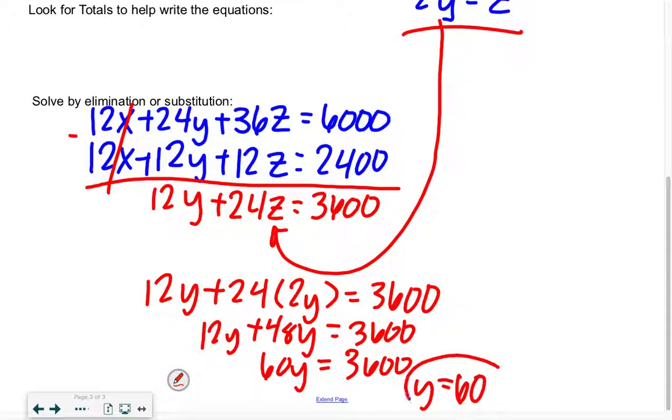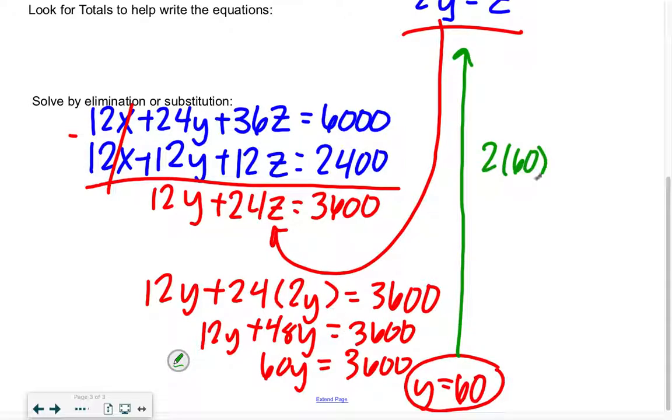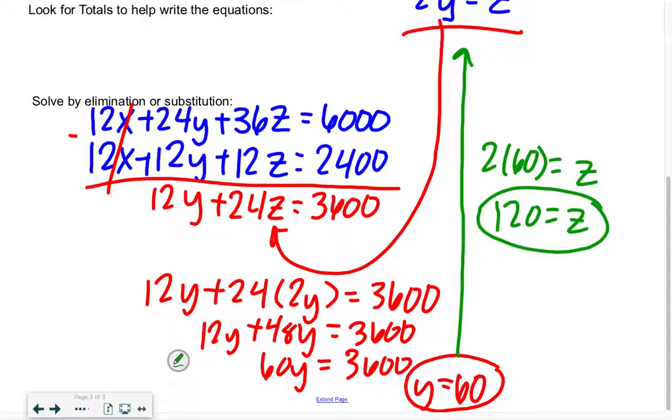60. Okay. Where should I plug in this y equals 60? What if I plug it back into z? And you get z. How much is 2 times 60? 120. It's the easiest one to plug it into, right?